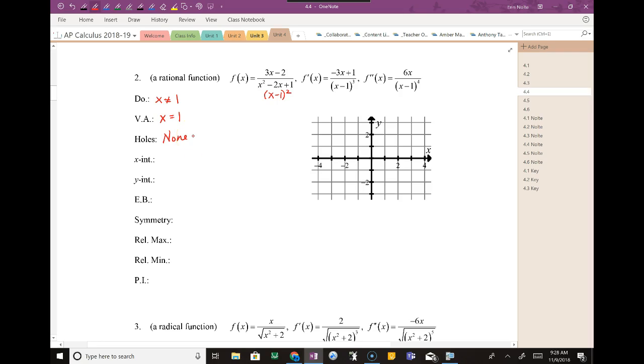Okay, for the x-intercepts, what do I do? Okay, yep, we just set the top equal to 0. We get 2/3, so we would say 2/3 and 0 as the point. Okay, my y-intercept, I'm going to set the x equal to 0. So if I set the x equal to 0, I get negative 2. Good.